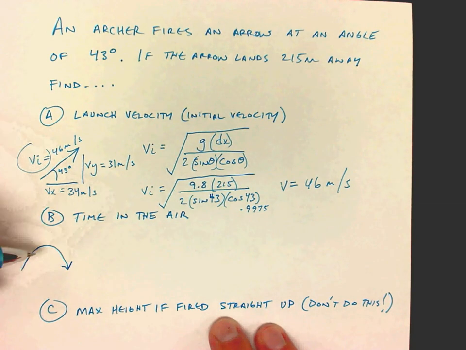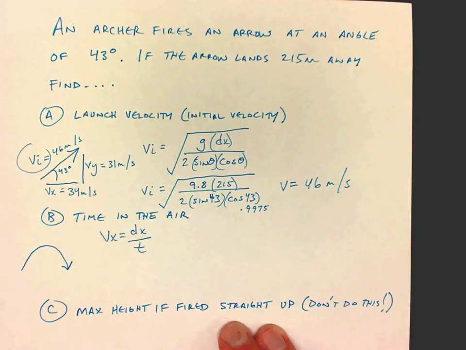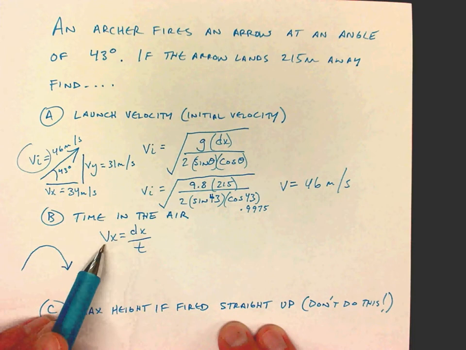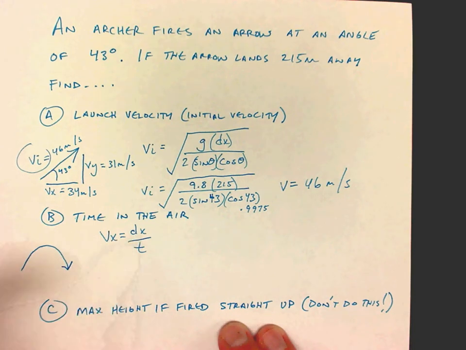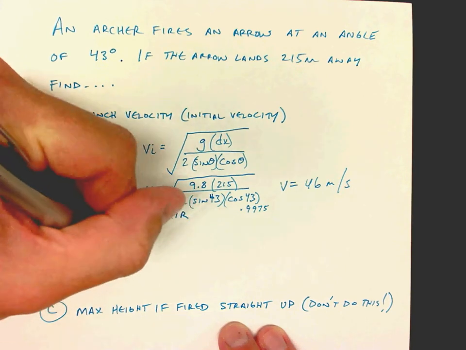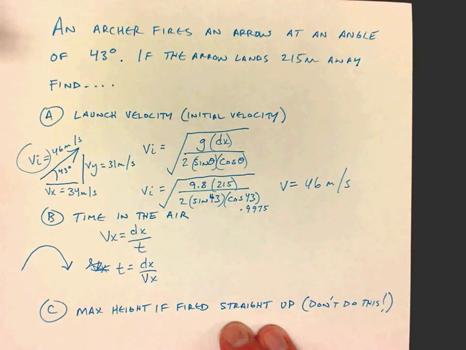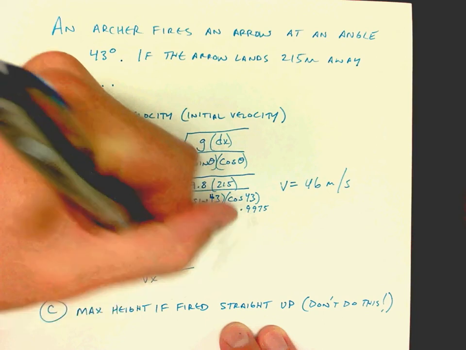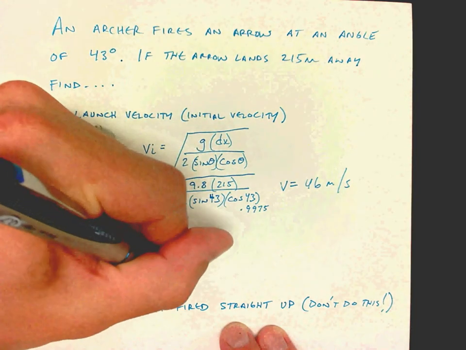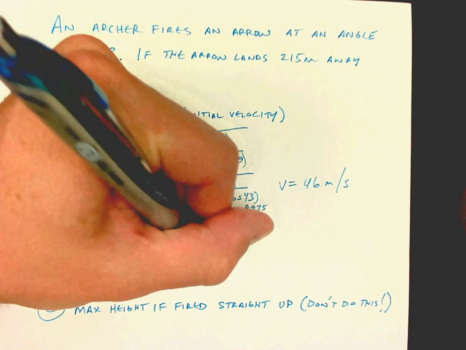Probably the easiest thing would be looking at this equation, because we know Vx and we know dx, because I just solved Vx and dx is actually in the problem. So I could just rearrange this into dx over Vx. We got dx here of 215, and our Vx that we solved for was 34. So we can just run that through. All right, I got a flight time here of 6.3 seconds. So that's probably the most straightforward way to do it.